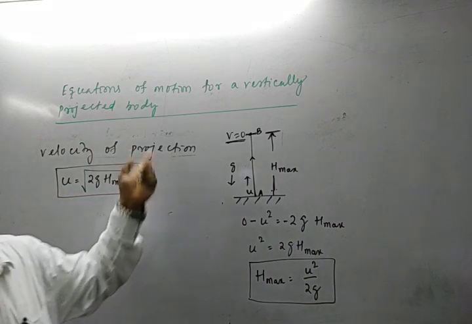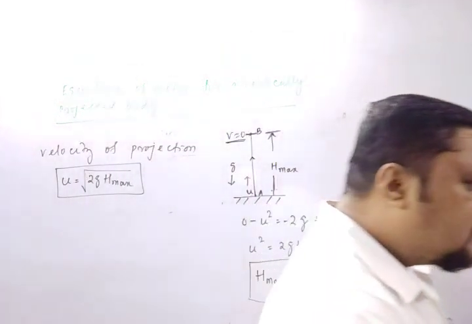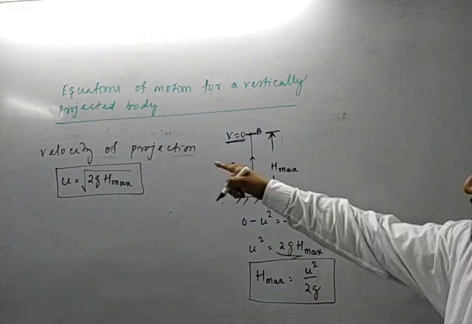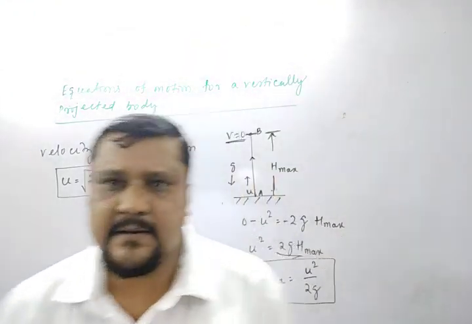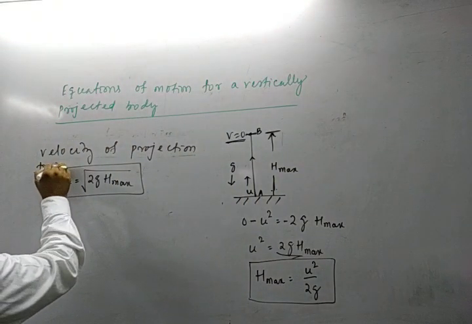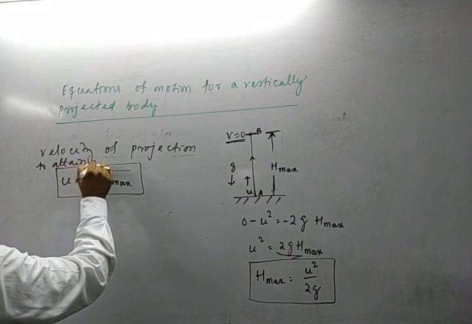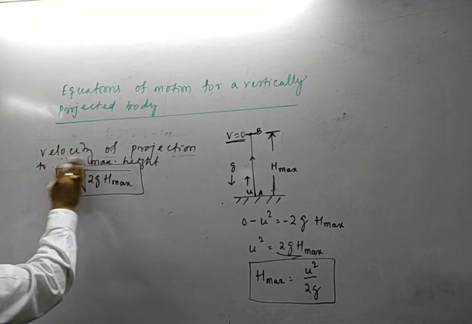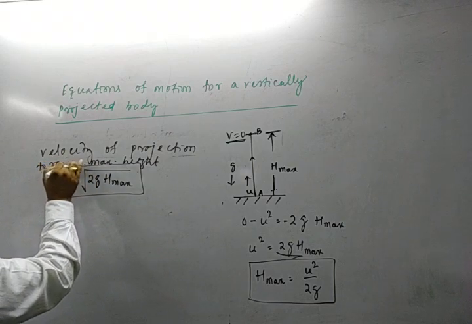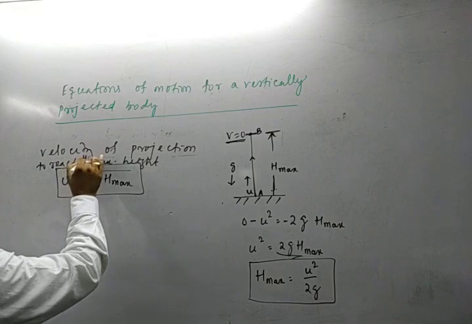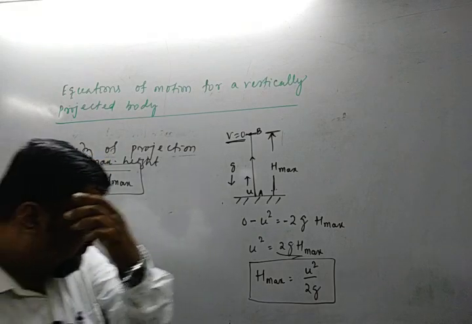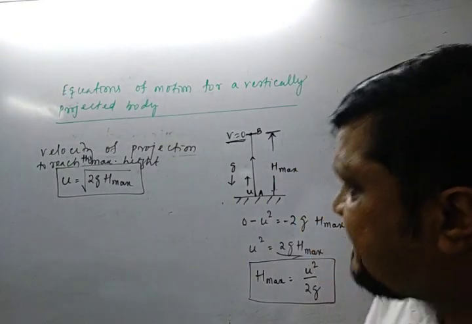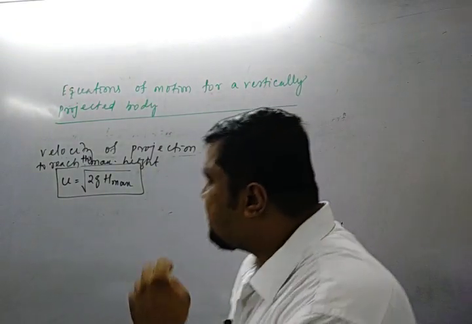This is the velocity with which the body is projected, right? Because from here, u square is equal to 2g h max. If it goes to the maximum height, this is the velocity of projection to reach the maximum height. So u is equal to root over 2g h max. Okay. Then next we will go for the velocity of projection to reach the maximum height.